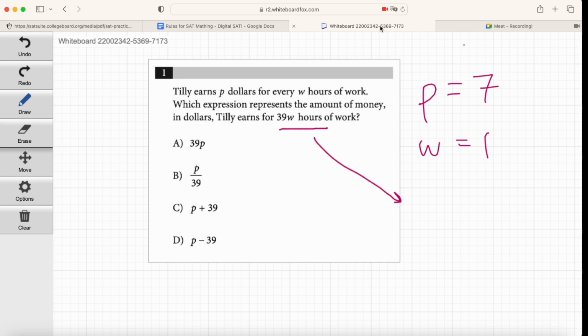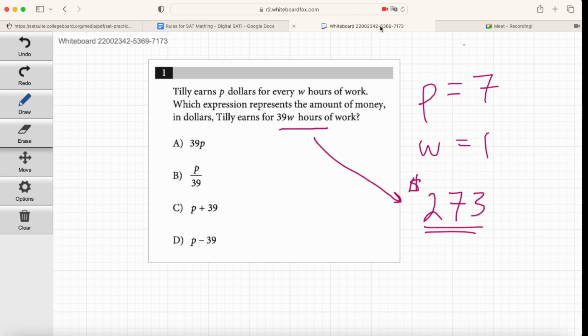Just punch that deal calculator there. $273. Yeah, $273 for 39 W hours of work if W is 1. Does that make some sense? Yeah. Okay. So the right answer has to give us 273 when P is 7 and W is 1. Does that make some sense? Yeah.